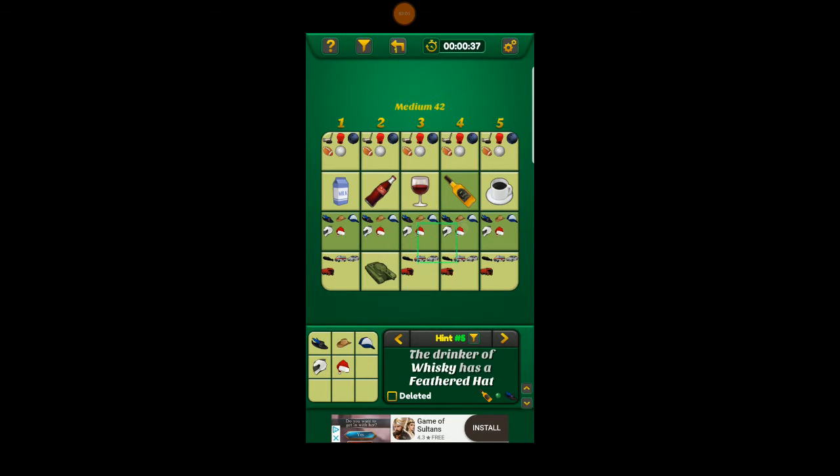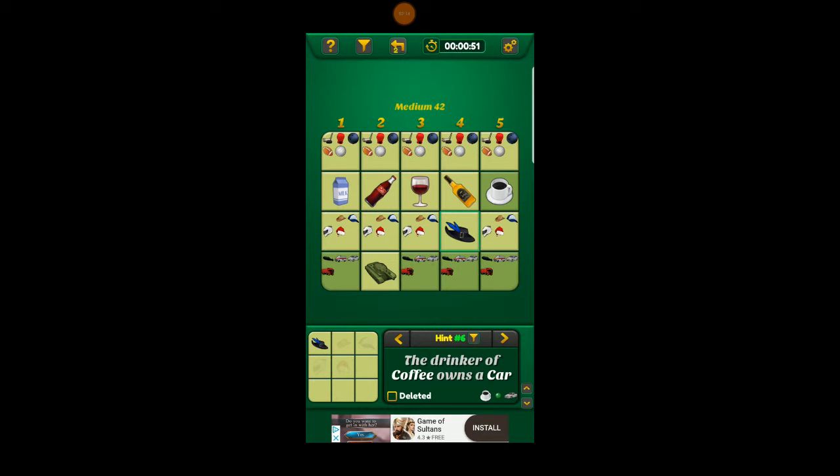Now we're moving on. The drinker of whiskey has a feathered hat. So, right under the whiskey we're going to touch. And then come over here and touch the feathered hat. Again, we don't need this one anymore because we've already got the clue. So, we're going to move on. Under the coffee is the white car. The drinker of the coffee owns a car. So we touch that one. Now we're just going to touch the car to take it away from everybody else.